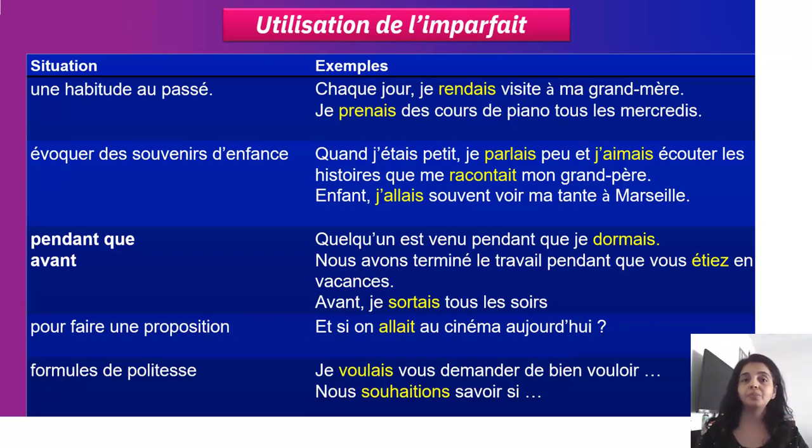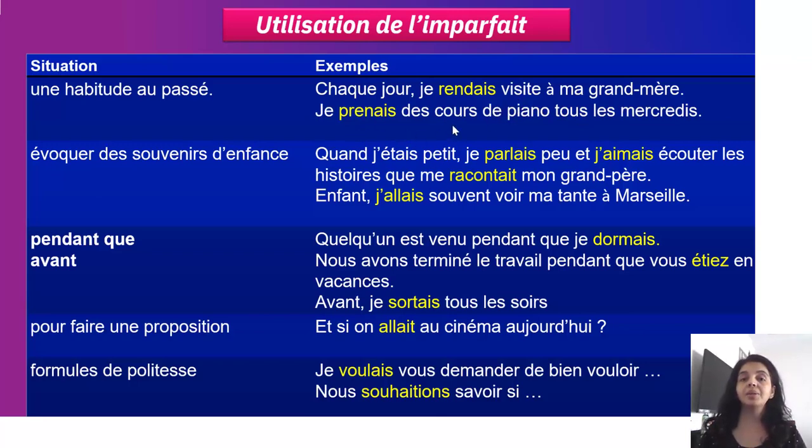For example, pay attention to the meaning because I have not written the English meaning. Chaque jour, je rendais visite à ma grand-mère. Every day I used to, you can translate it like that, I was visiting my grandmother. I used to visit my grandmother. So it was a habit. He used to do it every day. That's why we are using imparfait here.